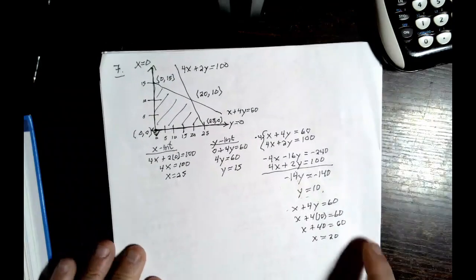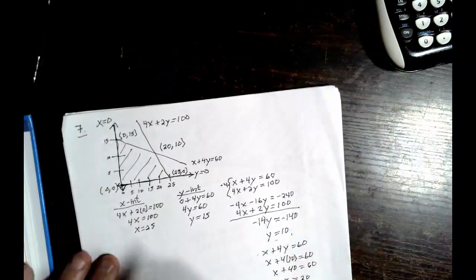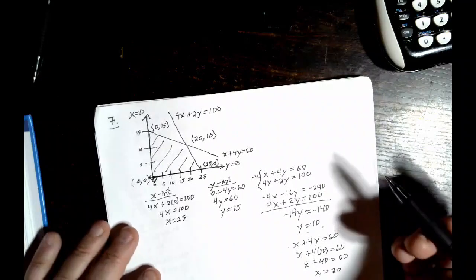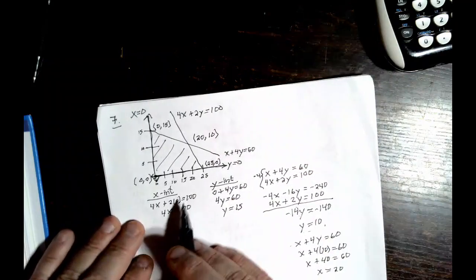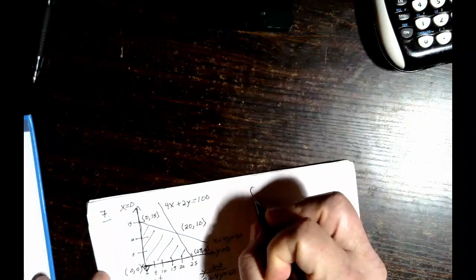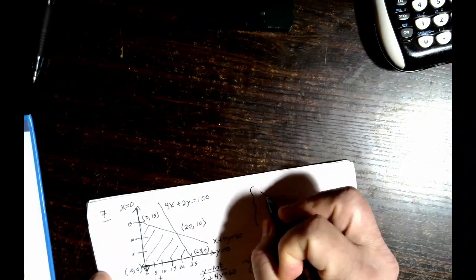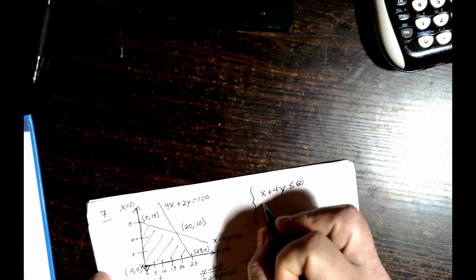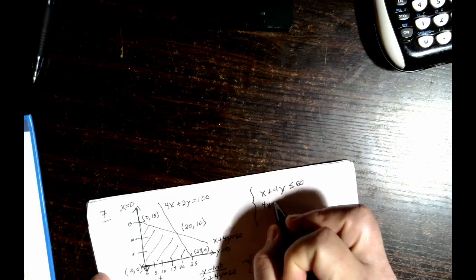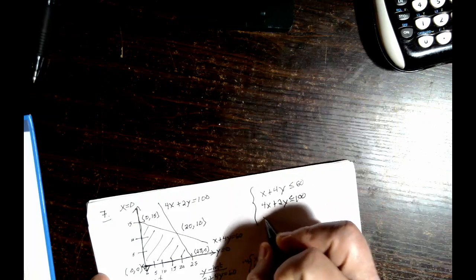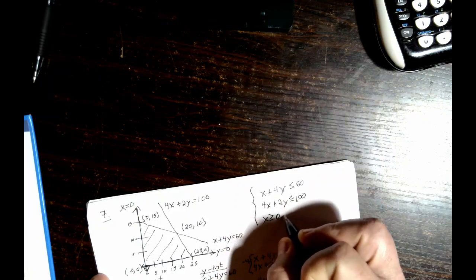Alright, number 7. They already give you the graph and they ask you to shade properly. Now with a lot of these problems they're going to give you a bunch of equations or inequalities. Number 7, it says x plus 4y less than or equal to 60. 4x plus 2y less than or equal to 100. X is greater than or equal to 0. Y is greater than or equal to 0.